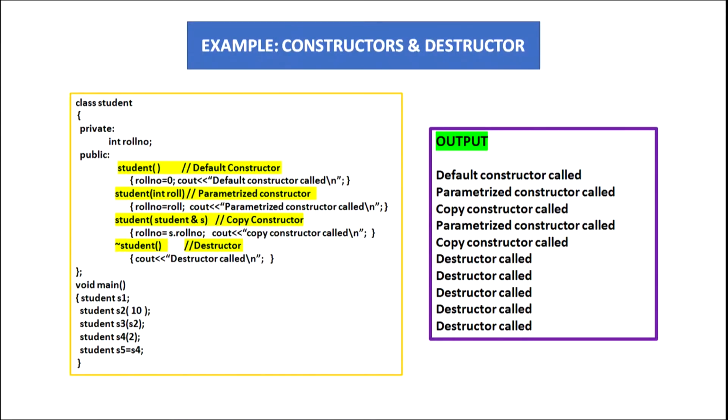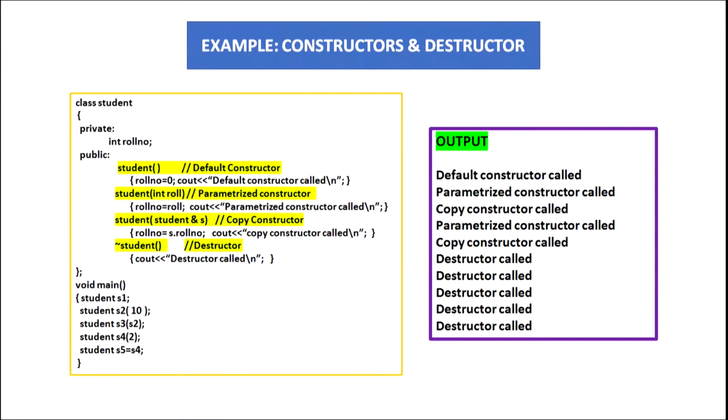Now, the last statement is Student S5 equal to S4. In this case again the copy constructor will be invoked and the value of the data member of S4 will be copied to S5 and the statement "copy constructor called" would be displayed. Now, you can see the main is over and your program is also over. For all the constructors, whatever objects have been created, now the destructor will be called for each one of them one by one to destroy them and to free the memory space used by these objects.